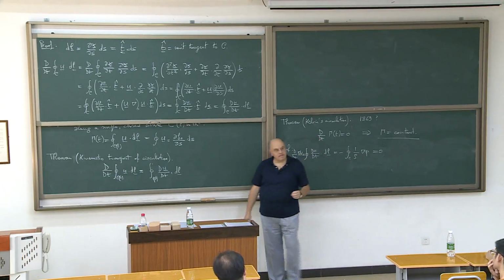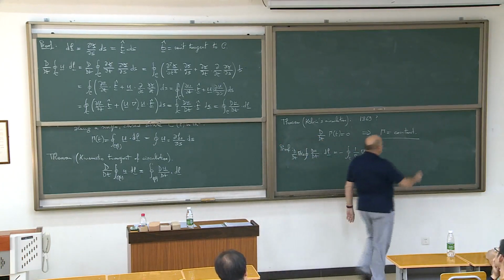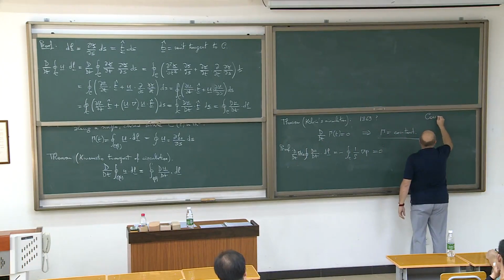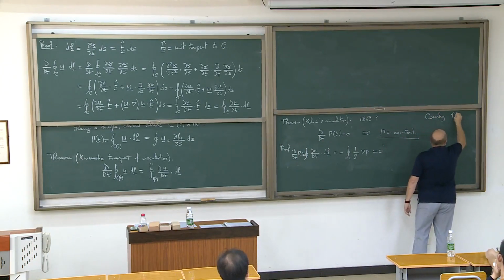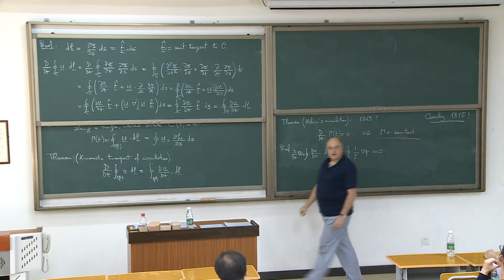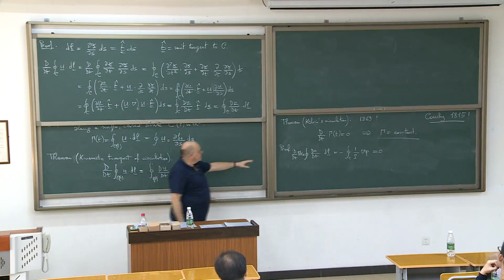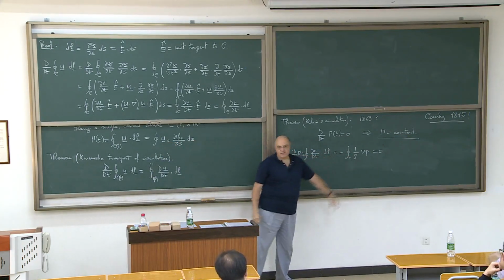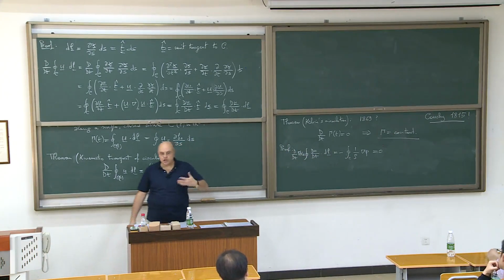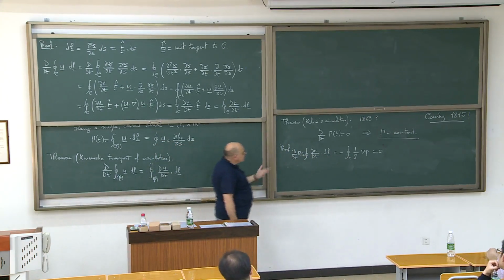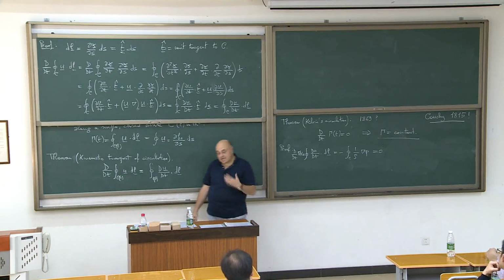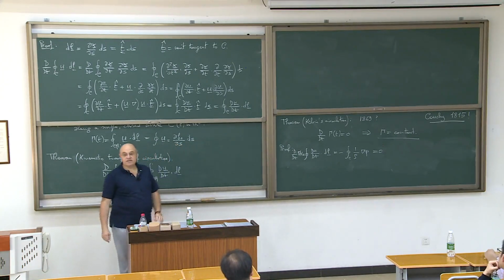But Cauchy knew this. It is not exactly, of course, the same derivation. Cauchy knew that circulation had to be constant. So he anticipated Kelvin's theorem.